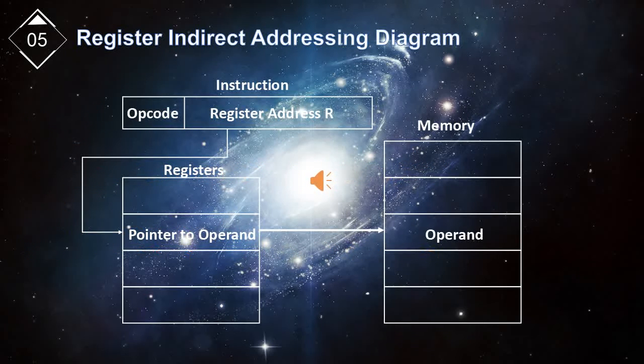This is the diagram for register indirect addressing mode. Here you can see in the instruction we have the register address. The register has the memory address of the operand, which has the value.